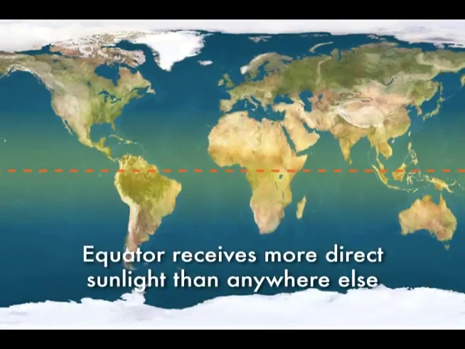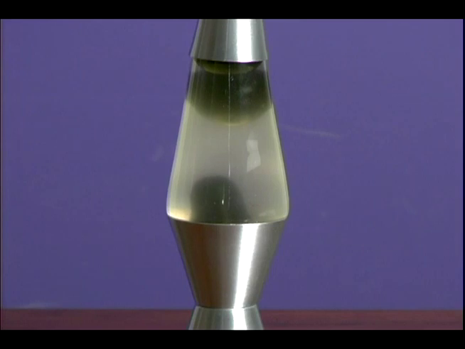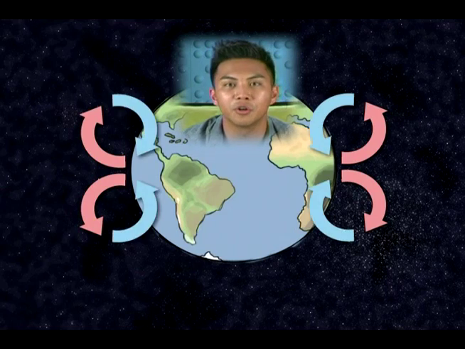Check it out. The equator of the Earth receives more direct sunlight than anywhere else on the planet. That means the air there is warmer than anywhere else. Because it's warmer, that means it's less dense, just like those blobs in the lava lamp that became less dense as they heated up. So what do you think this warm, less dense air does? It rises up into the atmosphere and spreads outward, of course. As it loses heat, it sinks down again and flows along the Earth back to where it came from, just like those small blobs sank down to the bottom of the lava lamp.